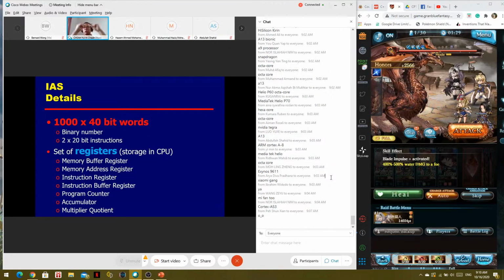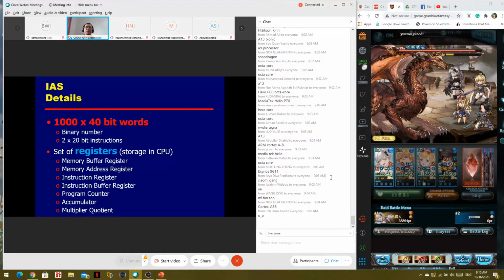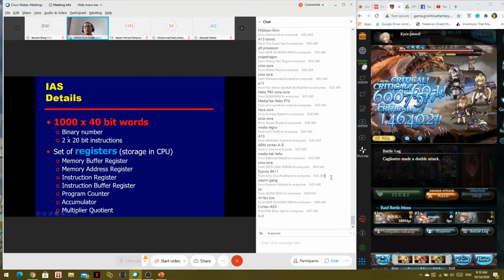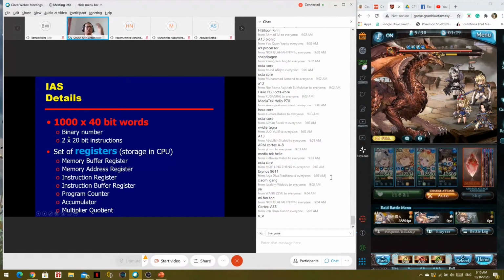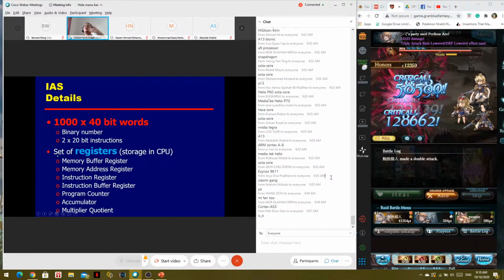So that means you can store 40 bits, 40 bits, 40 bits, 40 bits, 40 bits, and there's 1,000 of them. And for the IAS machine, it is now binary. It's no more that decimal thingy anymore. And you have a set of registers.